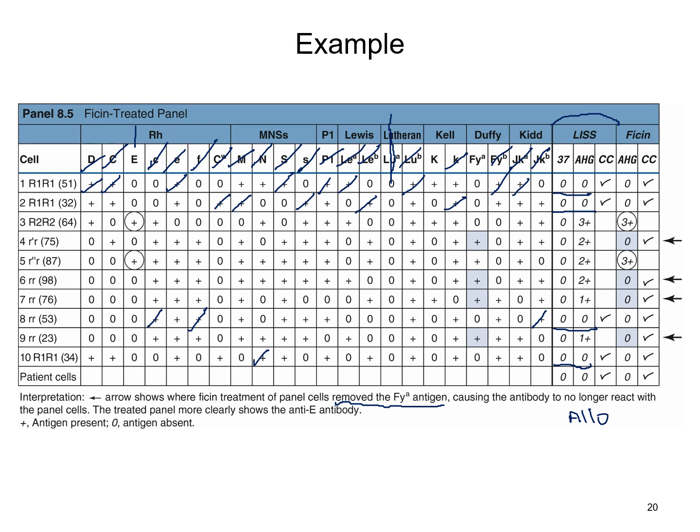So got a couple of options here. We could probably run an additional panel and successfully figure out what we've got going on here, because we're only left with E, your Kell, and let's just bring this up a little bit here. E, Kell, and Duffy A. So that's what we're left with just by doing that Ficin.